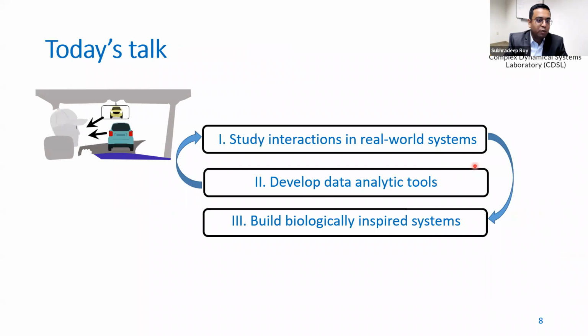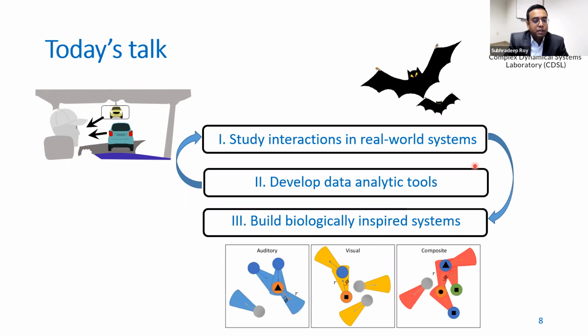Today, I will give you one example of my prior research on how interactions happen between driver-vehicle units. I'll briefly present my research findings from the study of interactions of bat pairs, and taking that as a motivating example, how we can use agent-based simulation, a simple modeling setup, to study the emergent group-level behavior.